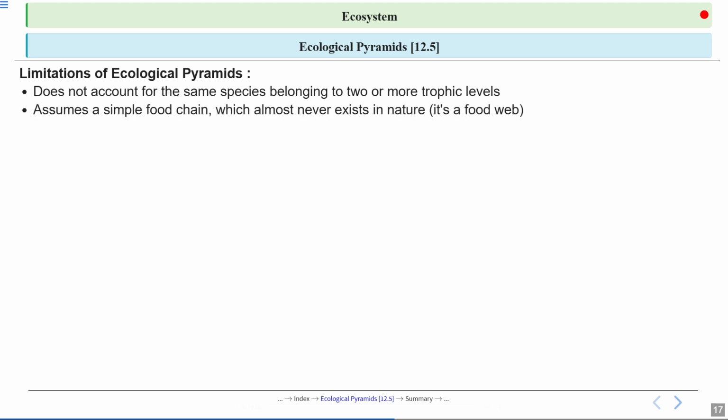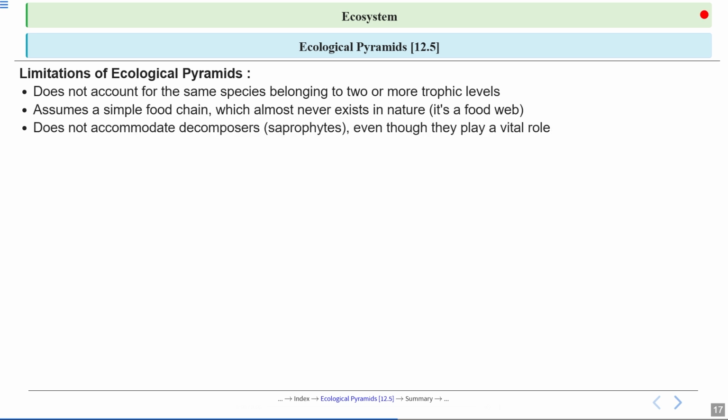Now, it assumes a very simple food chain which almost never exists in nature. In nature, you have the food web, which is the interconnection of food chains. But the ecological pyramid only considers a very simple food chain. In reality, nature is made up of food webs. Organisms often have several food sources and predators, making the relationship much more tangled.